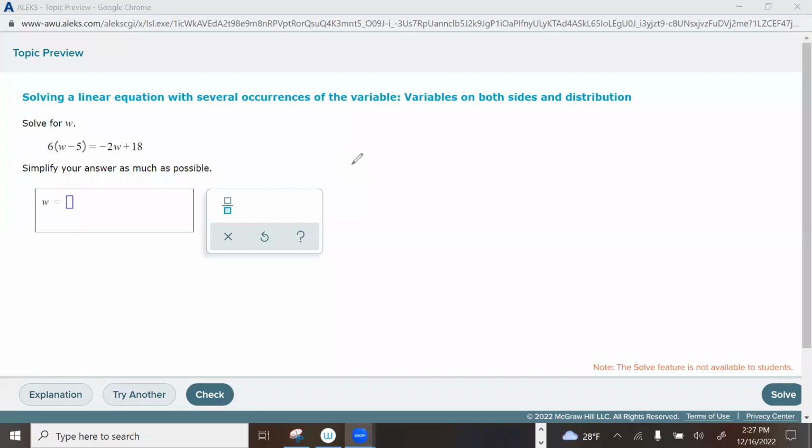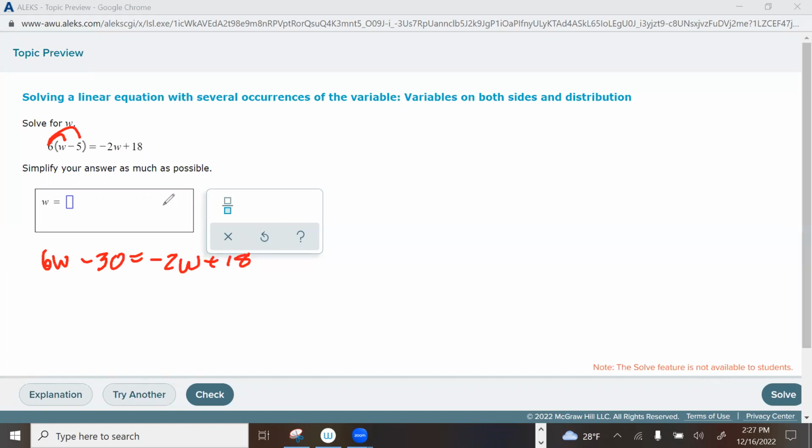Okay, on this one, it's really similar to the last one. We got to get rid of the parentheses. The variable appears in two different places, but the difference here is that the variables are not on the same side of the equation. All right, well, that's not going to be too big of a deal. First, we'll get rid of the parentheses. So we'll get 6w and then minus 30 on the left side, and the right side we're not changing yet. Okay, so the variable is outside the parentheses.